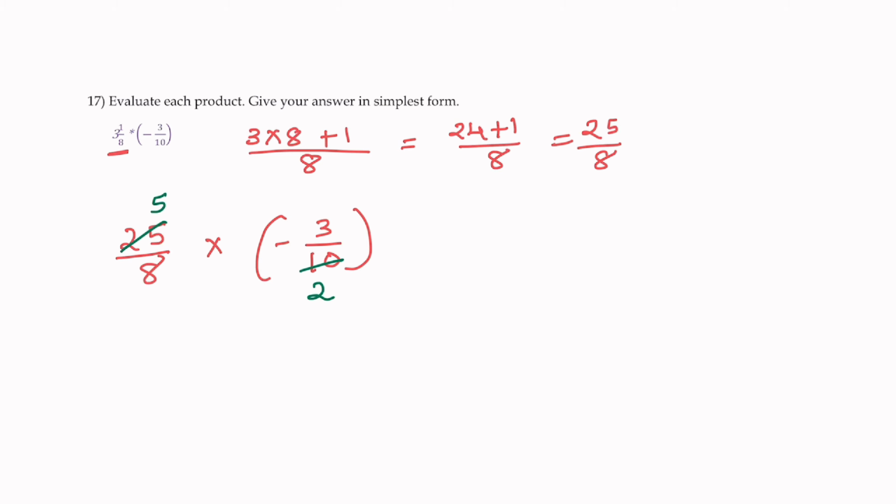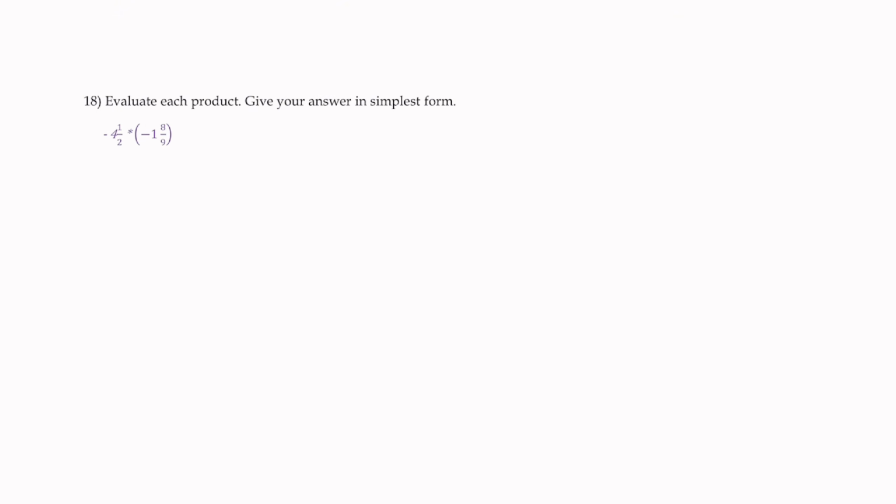Do we have more? No. So this is 5 times 3 here, which gives us 15. And in the denominator, 8 times 2 gives us 16. And remember your negative sign. Done. Now both the numbers are mixed numbers.